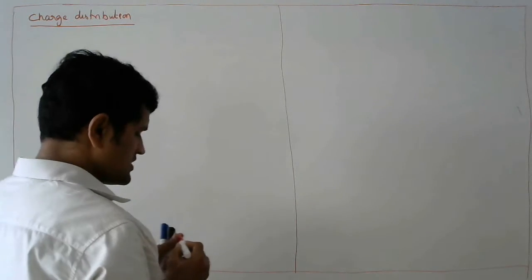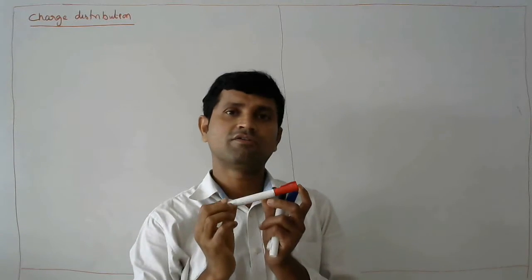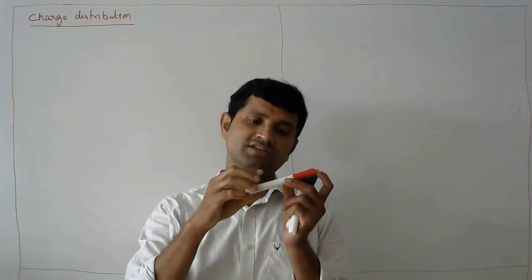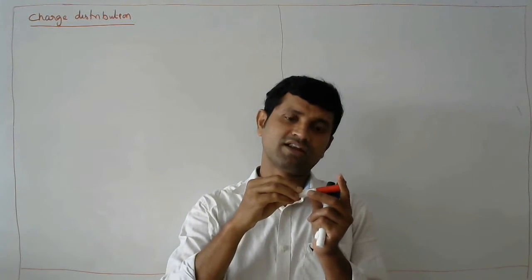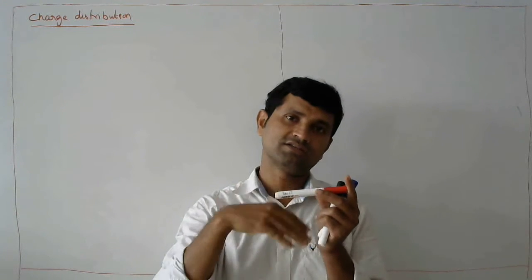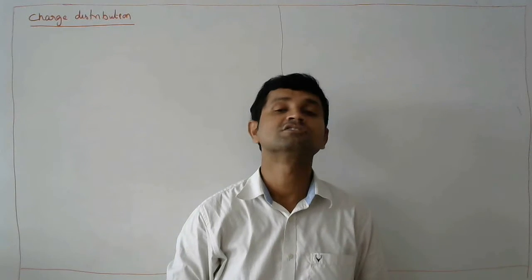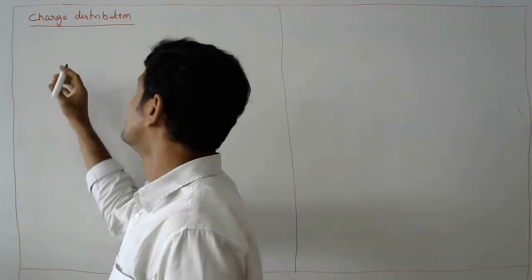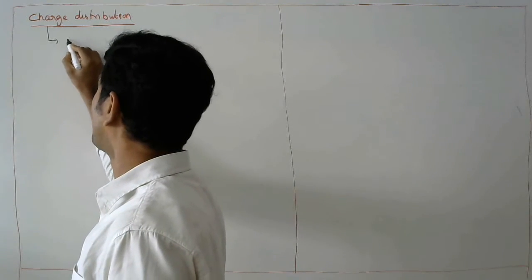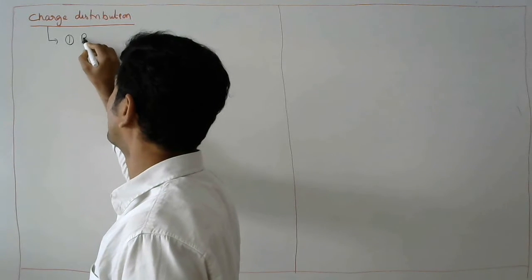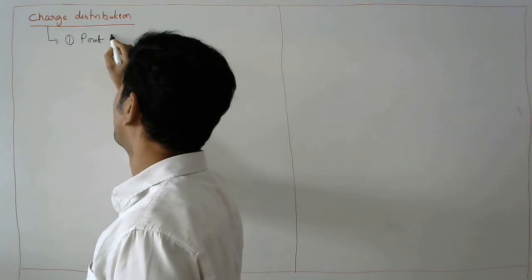If any conductor is ionized, if it has energy, the energy will travel, and the electric field will travel in all directions, in a three-dimensional view. So in this session we are discussing the shapes of charge distribution. First, charge distribution in point form.